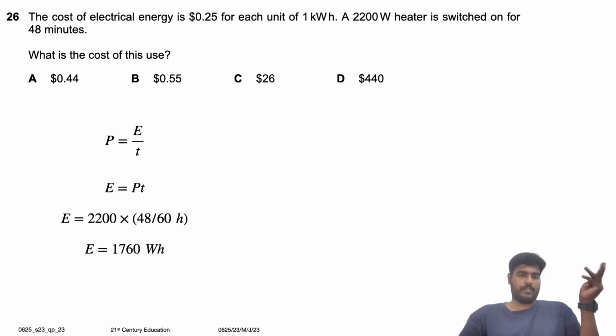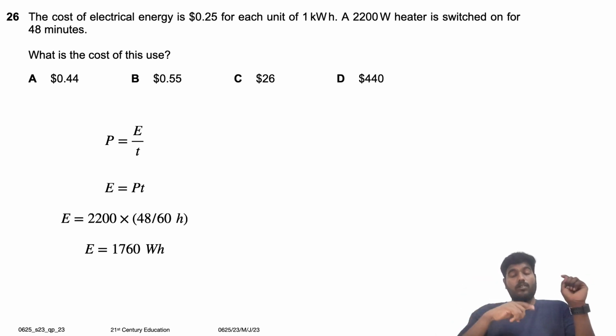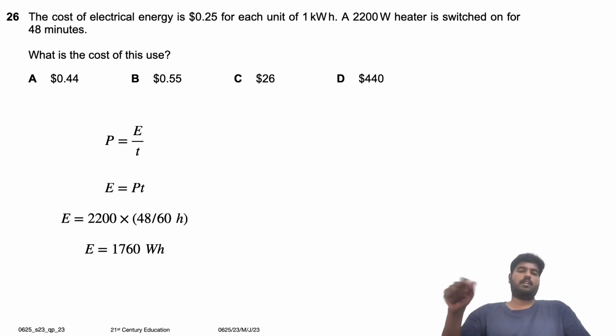Yes. So if we do this, then it's 1760. Remember, I have divided by 60 because we want the answers in hour. If you want the answer in seconds, then we would have multiplied by 60. Why do we want it in hours? Because for each unit the bill is given per 1 kilowatt hour, not kilowatt second. Kilowatt hour is given.